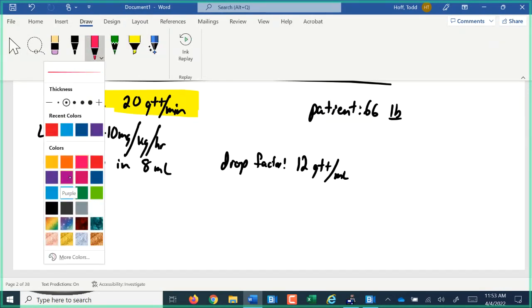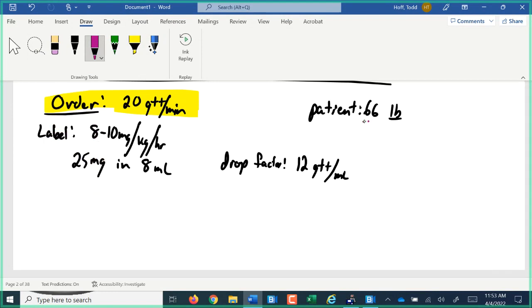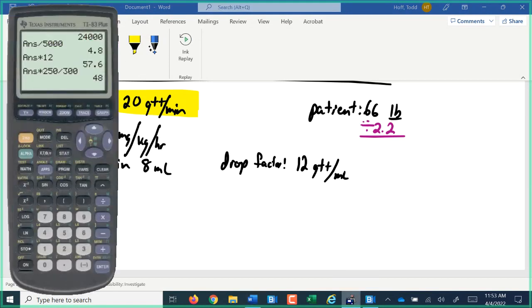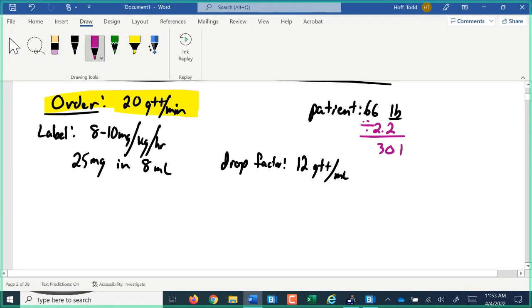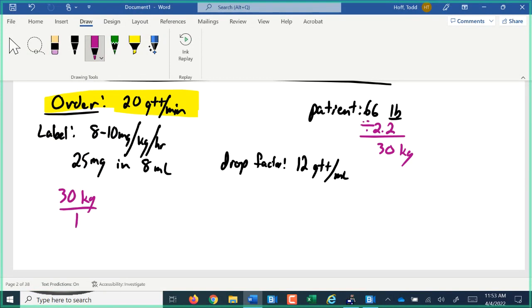So as always, we're going to start out with the patient's pounds, and we're going to divide by 2.2. I believe that's 30 kilograms. It is. And so 30 kilograms is where we start our calculation. We'll put kilograms on the bottom here. Again, we'll use the maximum range, 10 milligrams per kilogram.